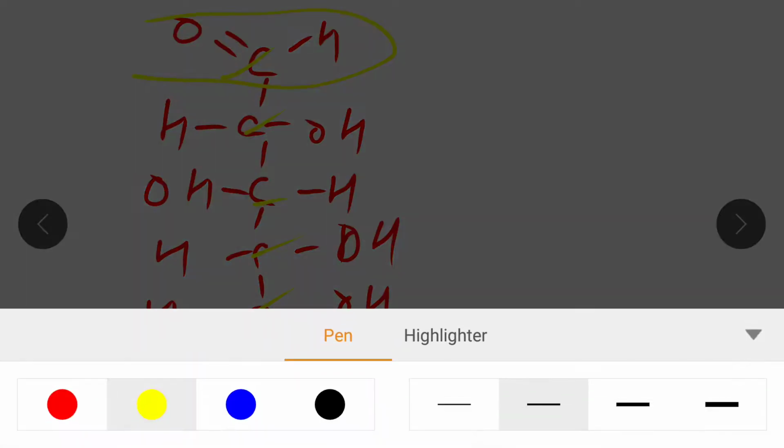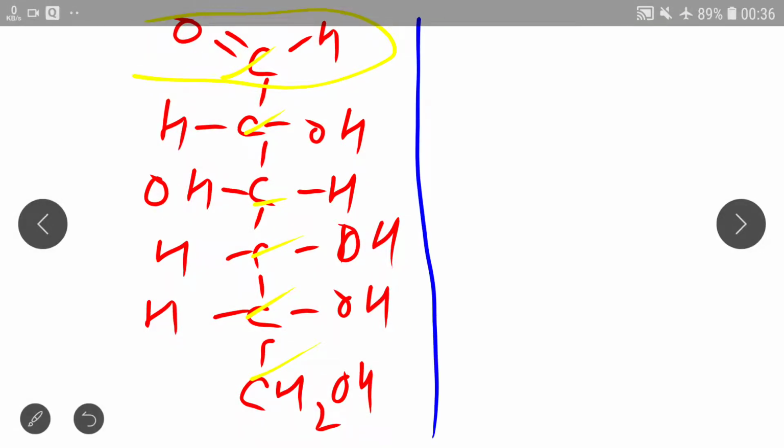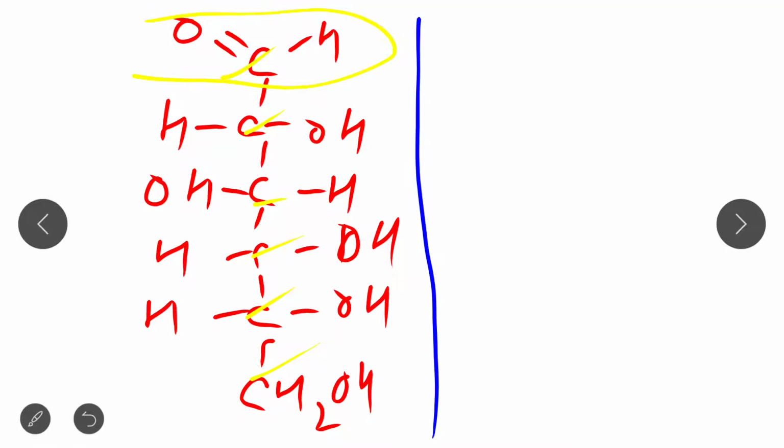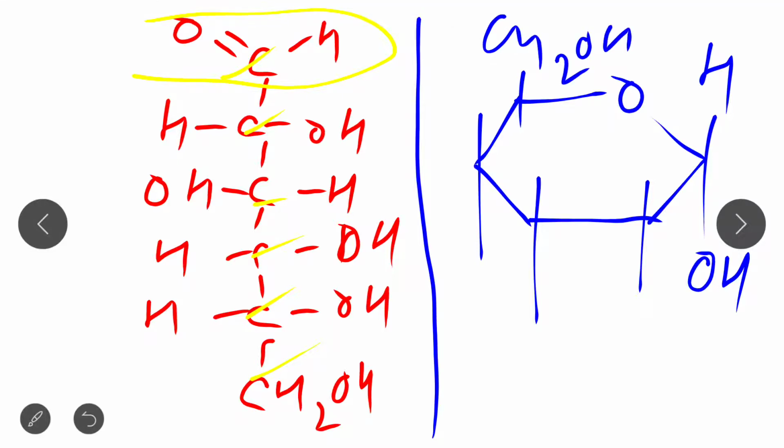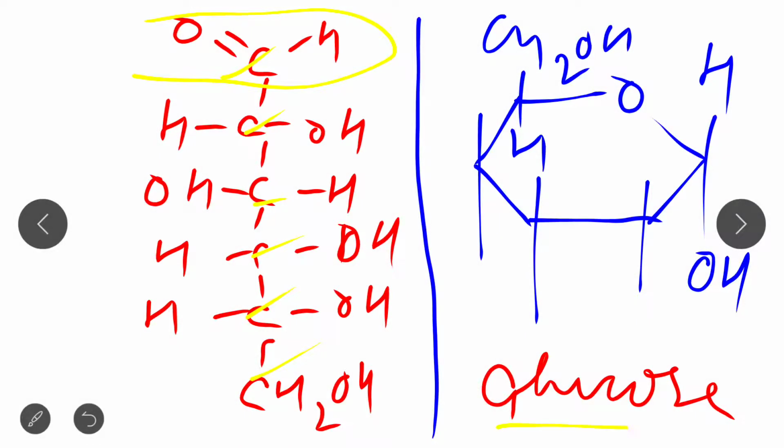So it can easily form a ring cyclic structure. How does the cyclic structure of glucose form? Like this, a simple structure, nothing to worry about. All of this is a very simple structure, HOH, HOH, OHH, HOH and CH2OH. So this is a cyclic structure of glucose. These are the two structures of the glucose molecule. Now I hope that you got a clear idea about the monosaccharide molecule.